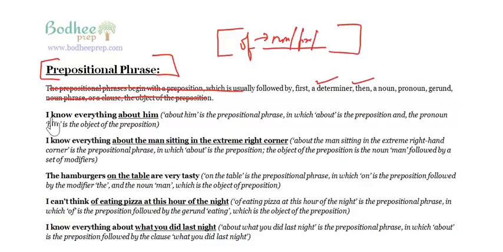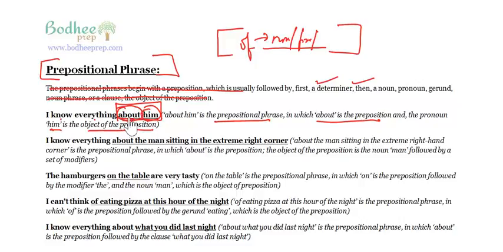So look at this now. I know everything about him. Now, which is the preposition here? The word about is the preposition here, right? I know everything about. And what is this basically? This is the object of the preposition, and it is a pronoun. So I know everything about him. This becomes basically a prepositional phrase. About him is the prepositional phrase in which about is the preposition and the pronoun him is the object of the preposition, right?